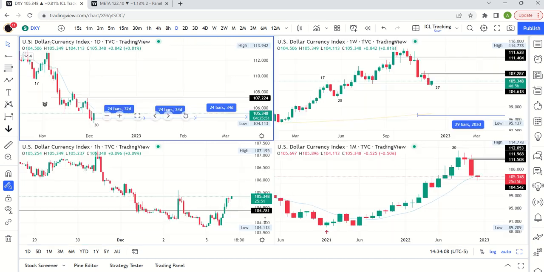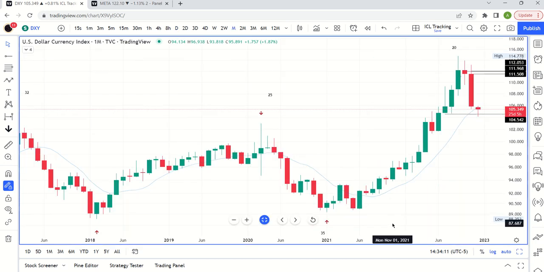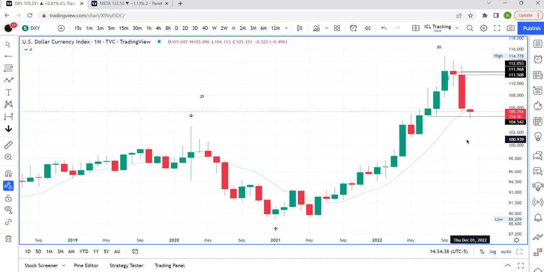And so if we look at the monthly chart, you can see what's happening here. Very important concept: what was the opening price for this month? It is 105.697. And we find ourselves here at 105.335 essentially. If we can climb back to 105.697, that would make this December monthly candle a green candle. It would go from red to green.